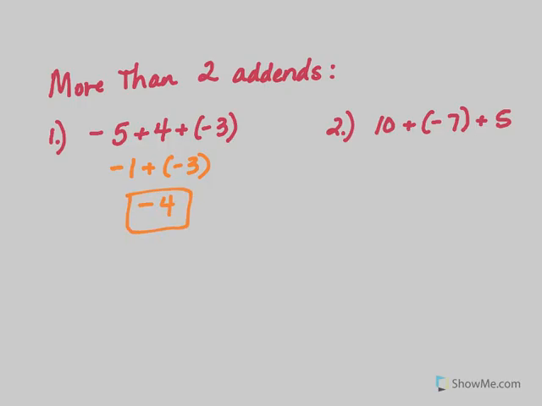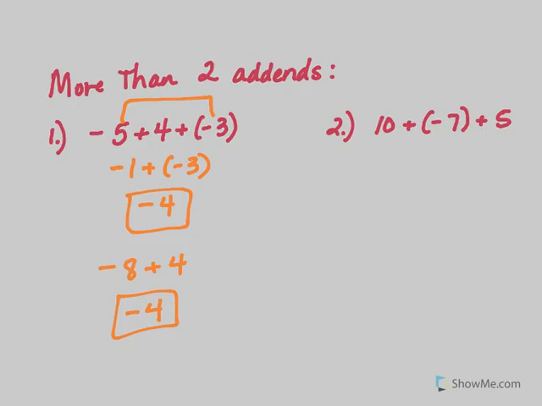Another way to have done that problem is we could have added the two negative numbers first. -5 plus -3, signs are the same, so I add them up and keep the sign, and then I add the 4. Well, now my signs are different, so I'd find the difference, and I'd use the sign of the larger, and I'd get my answer that way. Either way works. Look at number 2.